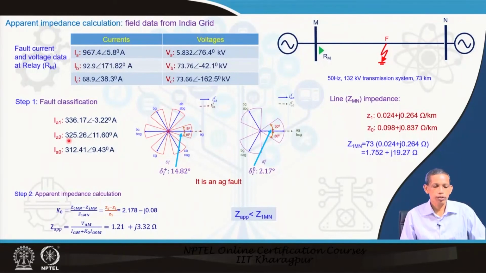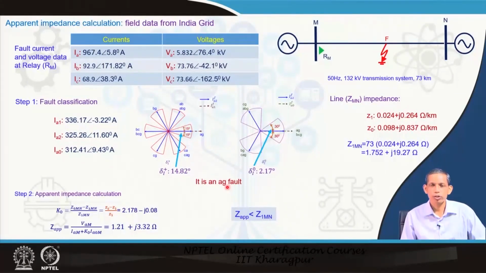Delta I positive is nothing but the angle of IA2 minus the angle of IA1, and delta I0 is the angle of IA2 minus the angle of I0. Using these two, we find that it positions in AG, and here also it ensures that this is in AG, and we see that the zero sequence component is significant, all are almost of similar order. So, that ensures that this is a phase A to ground fault. Now we will activate the corresponding apparent impedance calculation. So, this means an AG fault.